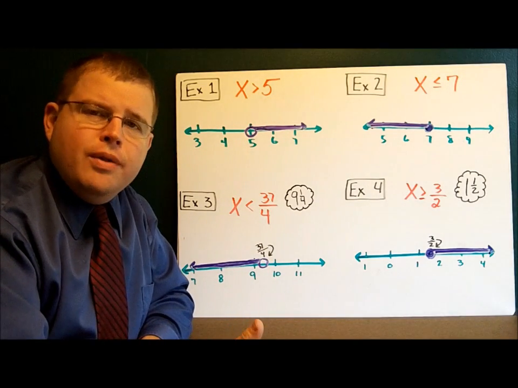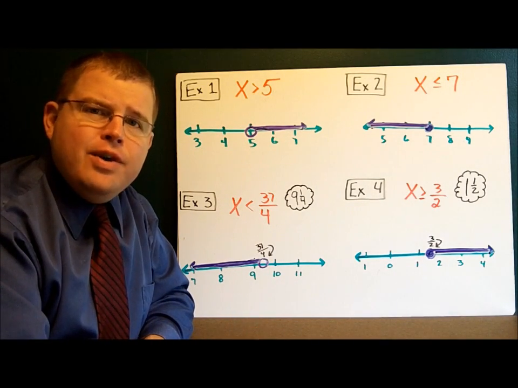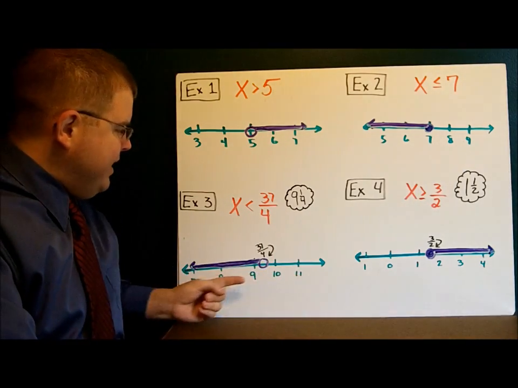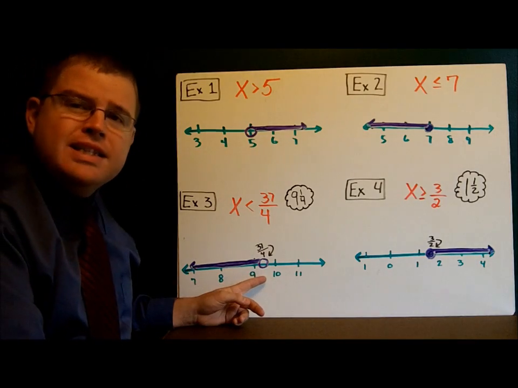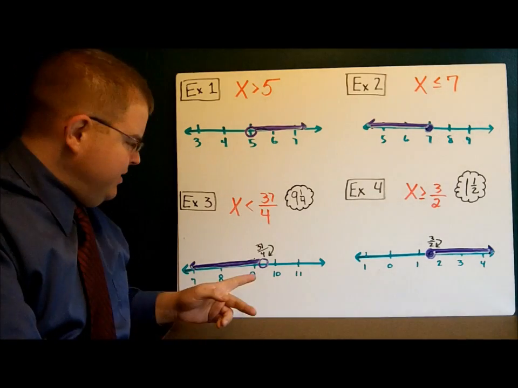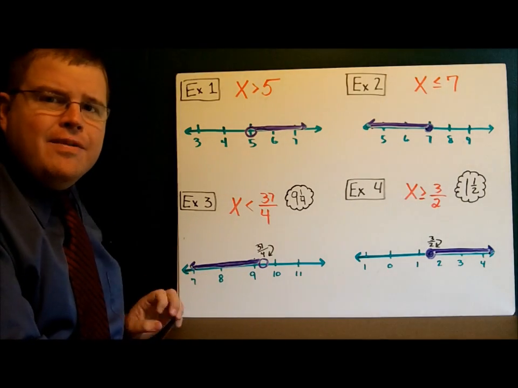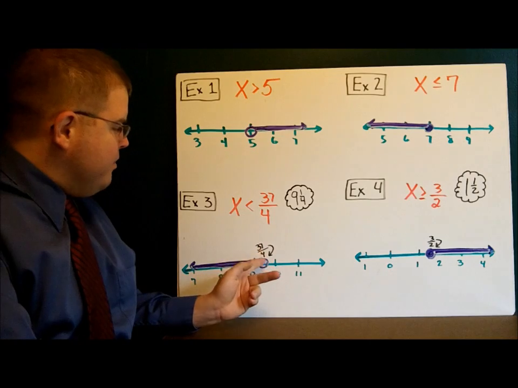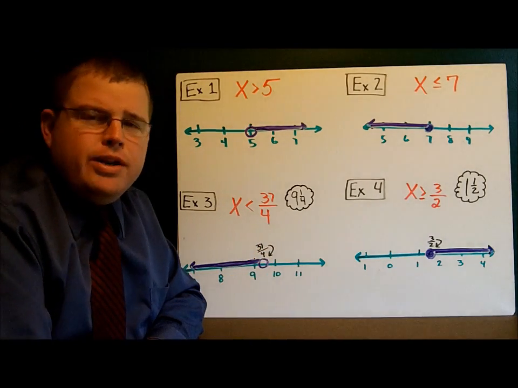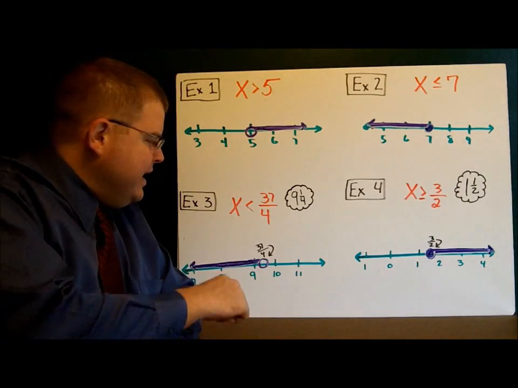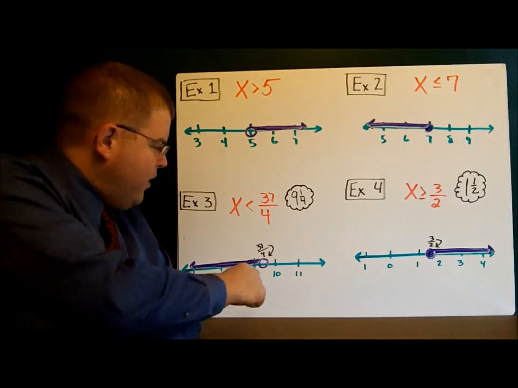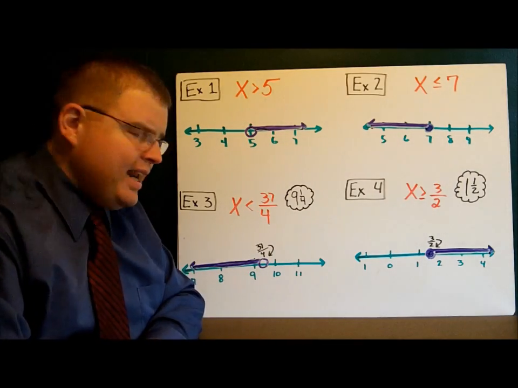Down here we have x is less than 37/4. I wasn't quite sure what 37/4 was, so I converted it to a mixed number. It's 9 1/4. I drew my number line. 9 1/4 is about right there. Open circle because it's just less than, and I shade in to the left, less than. Now because the circle, the hole, is right between two numbers, it's between the 9 and the 10, it's a good idea to write what that value is. I wrote the 37/4 right above it so that folks who were looking at it could tell that that was 9 1/4.